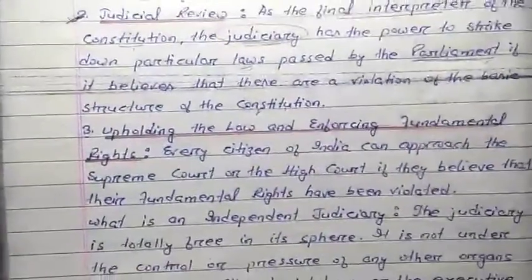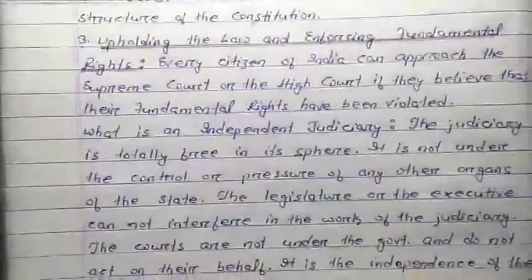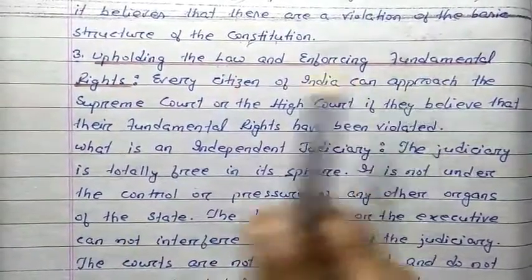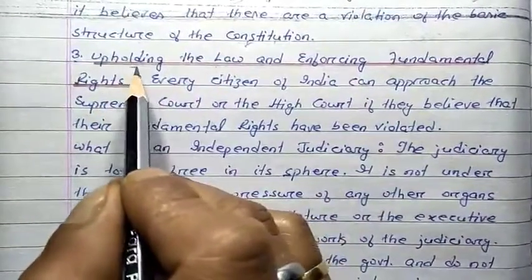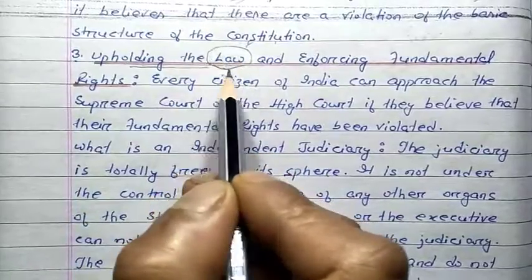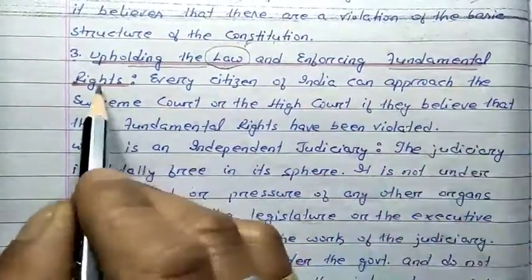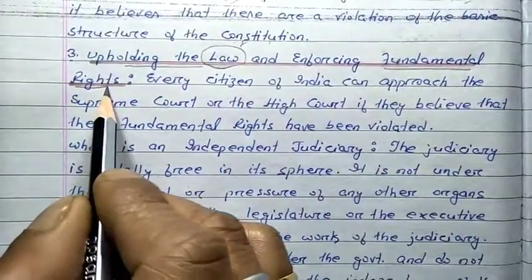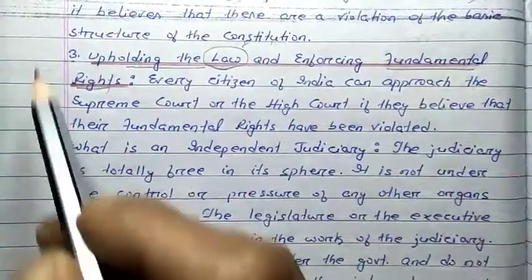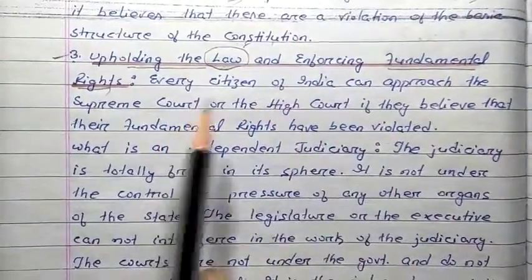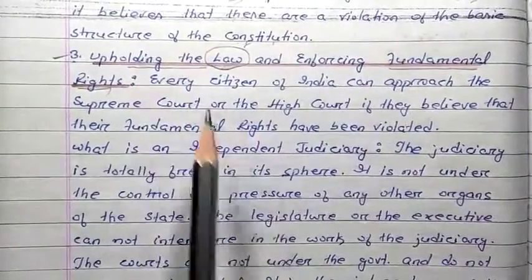Now, the third point that we are going to study here is upholding the law and enforcing fundamental rights. Upholding the law means the laws are framed by the Parliament, and the Constitution has given us fundamental rights. In the first chapter of our civics, we discussed fundamental rights, so I am not going there now. Let's see what the judiciary generally does under this.